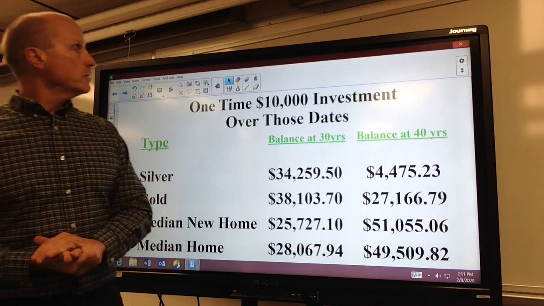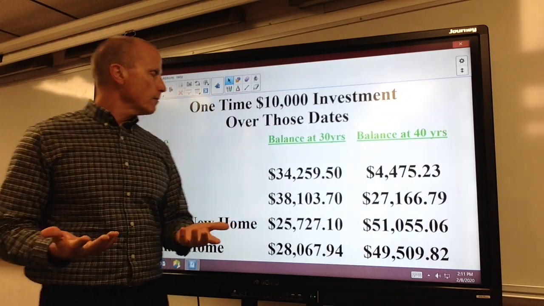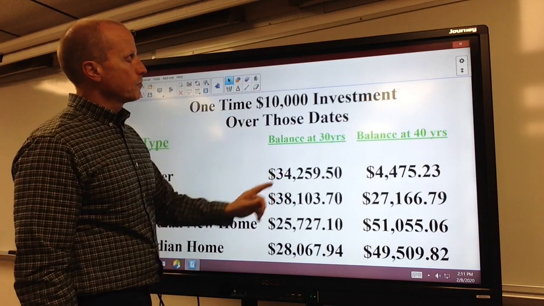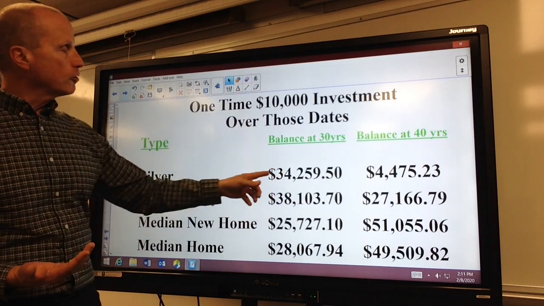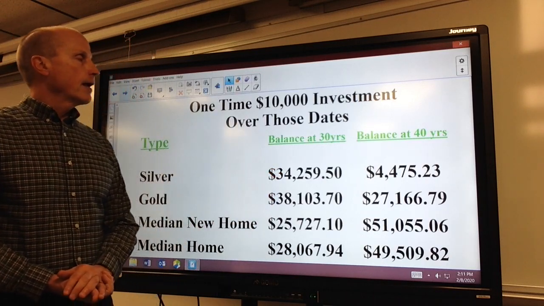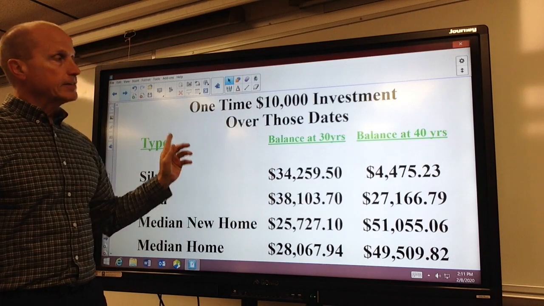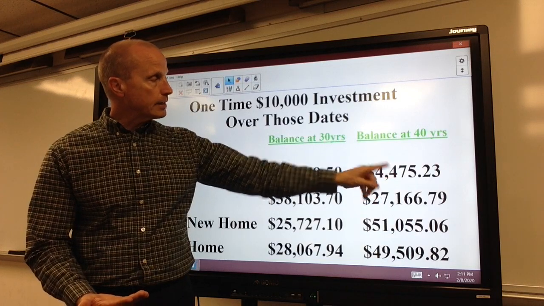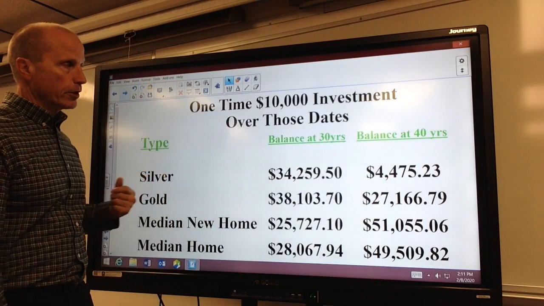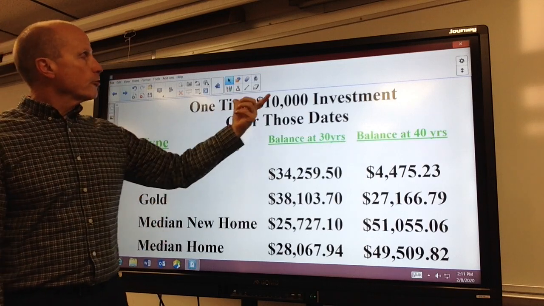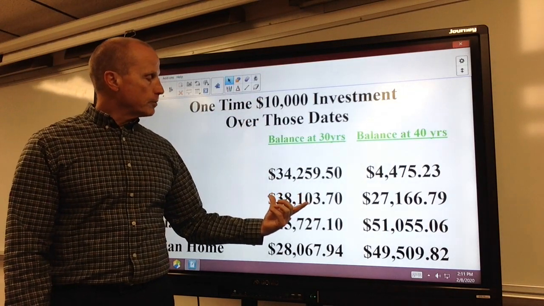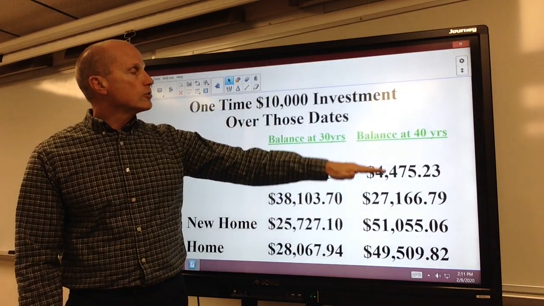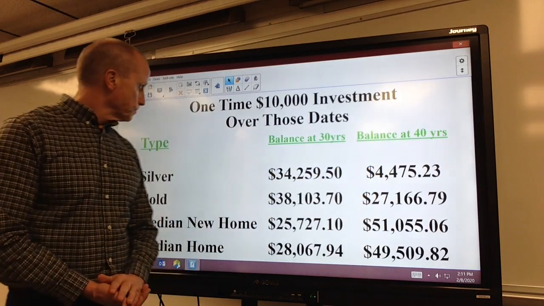Now, what would a one-time $10,000 investment do over time? Well, silver: $10,000 invested 30 years ago, by the end of 2019 would have grown into approximately $34,000. $10,000 invested 40 years ago, actually remember that was a negative rate of return, so you'd end up with less. So certainly not a very good 40-year investment with silver. Gold, 30 years ago, if we would have invested $10,000, it would be worth approximately $38,000 today. If we would have invested $10,000 40 years ago, it would be worth about $27,000.